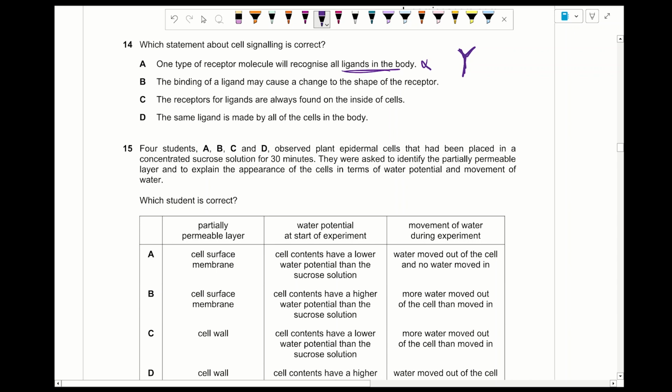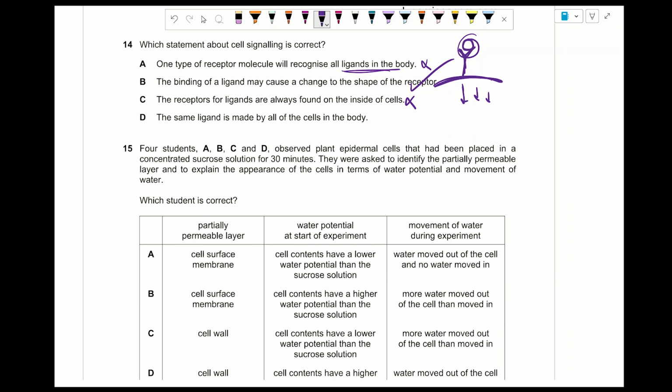B. The binding of a ligand may cause a change to the shape of the receptor. This is correct because when a complementary ligand binds to its receptor, which is the same shape, something called conformational change takes place. The receptor changes shape, and then the signaling cascade happens inside the cell once the receptor changes shape. Therefore, this is correct.